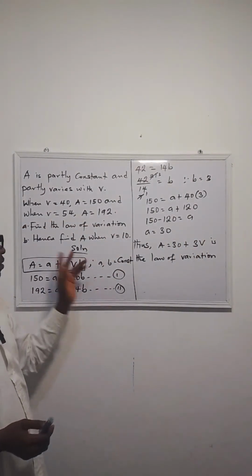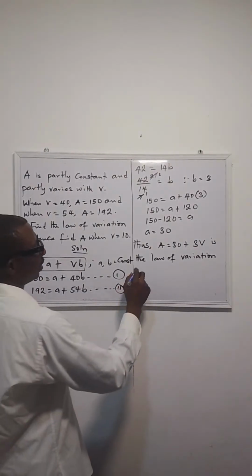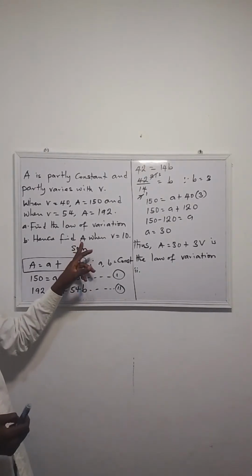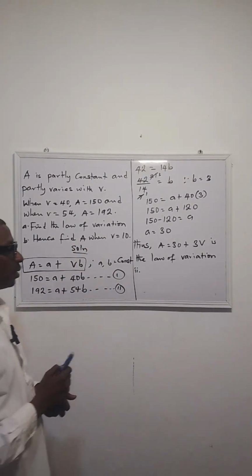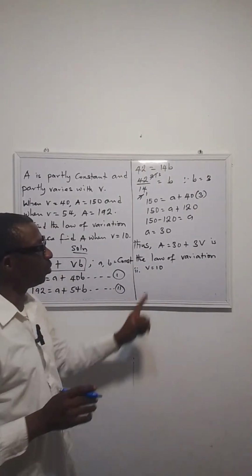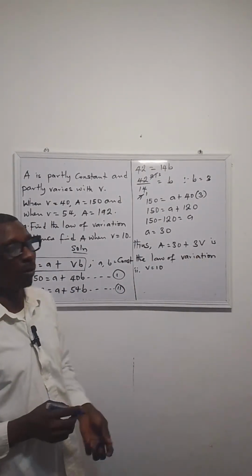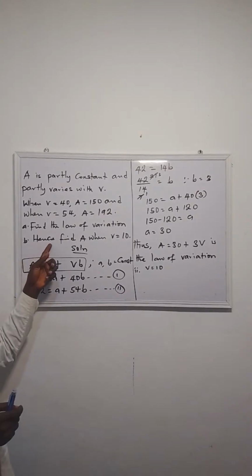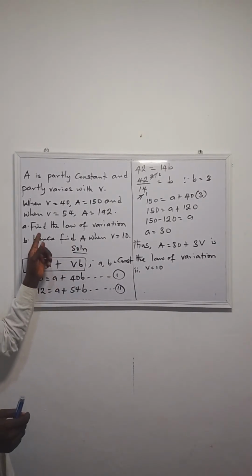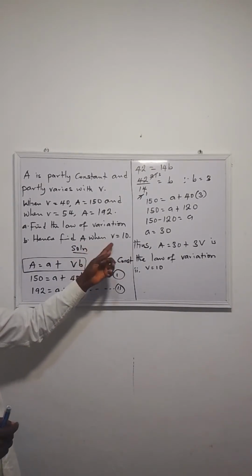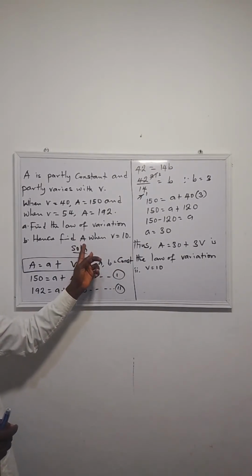Okay, so that is the first task. Now the second task is you have to find A when V is 10. So when V is 10, you are given V to be 10, so you make use of the connecting formula or the law of variation. You can see what the question says here. Hence, find. That means you use the result you have here to get what you have here, to find A.